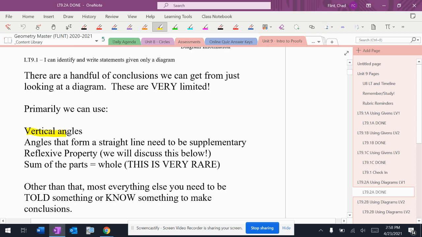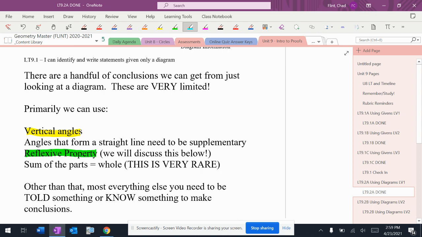Primarily, we're going to look for vertical angles, and then we're going to look for something that's called the reflexive property, and I'm going to tell you what that is in the next little video that you'll see down below. So we want to focus on that. Those are the two main things that we look for when we're talking about just looking at the diagram.